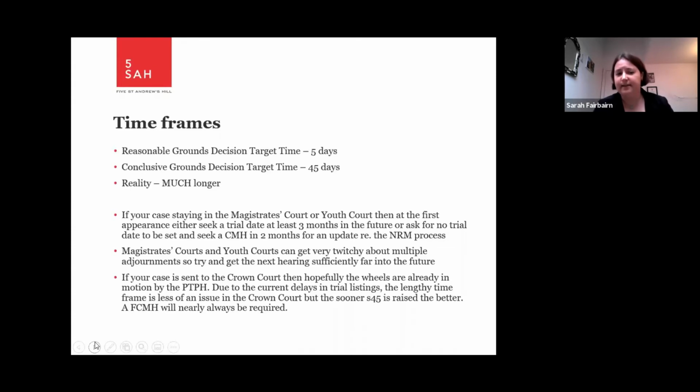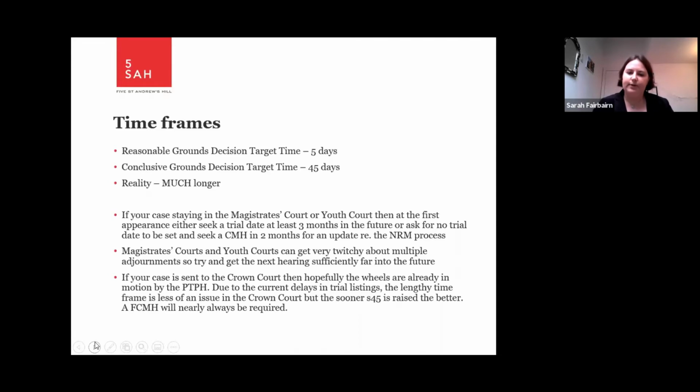And I think at the moment, in many cases, it can take up to 6 months to get a conclusive grounds decision. Now, if you are in the magistrates court or the youth court, then these timeframes are very problematic. We deal with what the legal advisors and magistrates like to call speedy summary justice. They don't like delays, they don't like adjournments. So if you are running section 45, then at your first appearance, when you complete the PET form, try and get that trial date listed as late as possible, at least 3 months into the future.